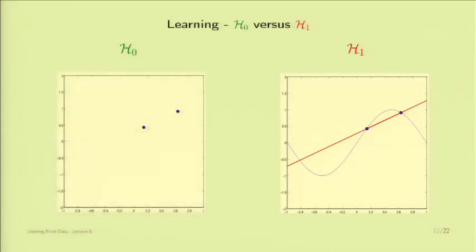Okay? Let's do it for H0. You have the same 2 points. You're fitting them with a constant. Okay? How would you do that? Probably the midpoint will give you the least squared error on these 2 points, right? So this would be your final hypothesis. And you get back your target function in order to evaluate your out-of-sample error, and this is what you get.